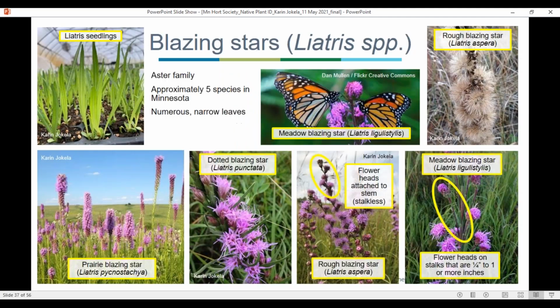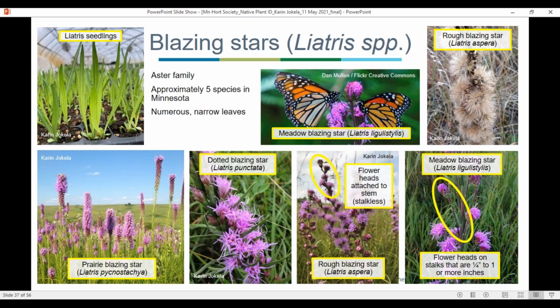The blazing stars are a really fun category of asters. If you're familiar with them at all, you probably know that they attract monarchs like crazy, especially a few species. They can be a little tricky to identify before they're flowering because a lot of the leaves often look similar, numerous narrow leaves that almost look like they're whirling around the stem, although they're just alternating.